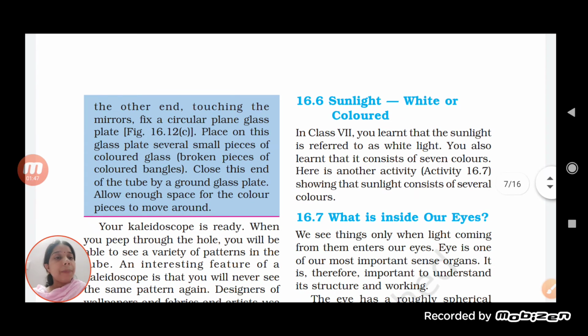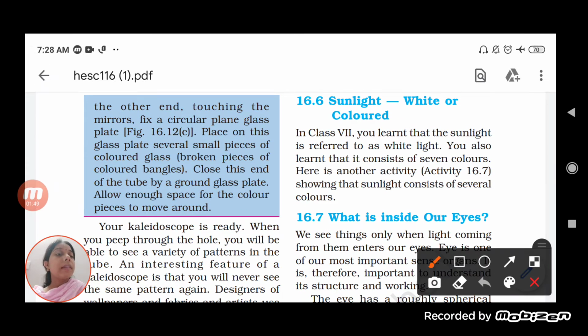Now see, as you can see here, sunlight, white or colored. The question is: what is sunlight? Whether it is colored or whether it is white light. Generally, we know that sunlight is referred to as white light. But here we are going to learn that although it is white light, this white light consists of 7 colors in it.